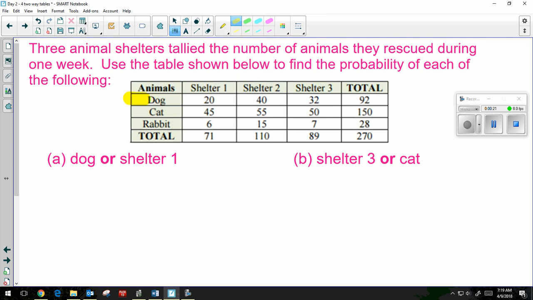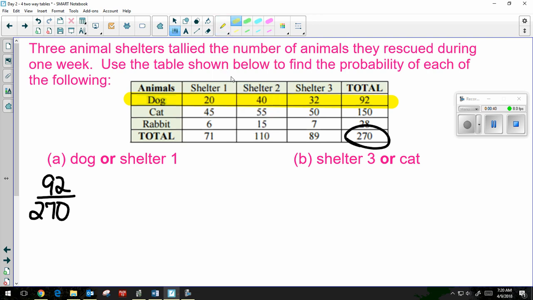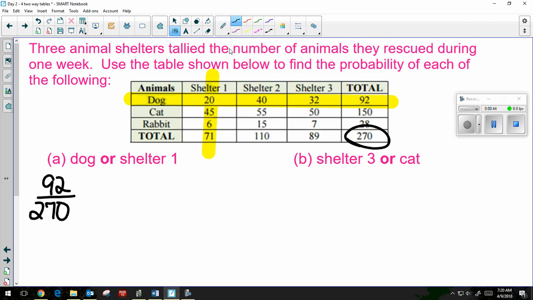So the probability that somebody is a dog is this row here. So the probability for a dog is 92 out of my total 270. Here's my total. Then they wanted to know the probability of shelter 1. So if I use my highlighter again, here's shelter 1. So the probability of shelter 1 is 71 out of 270.